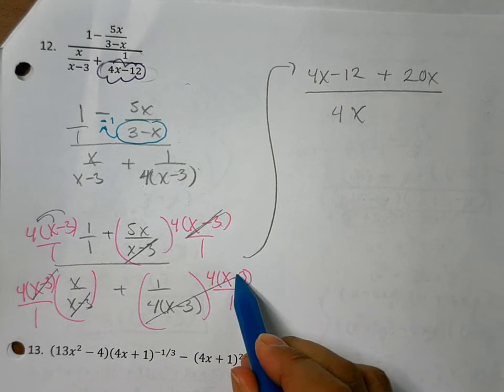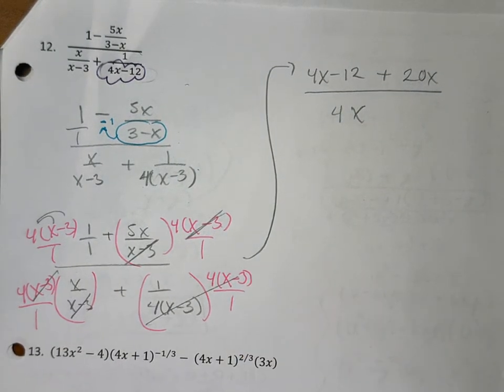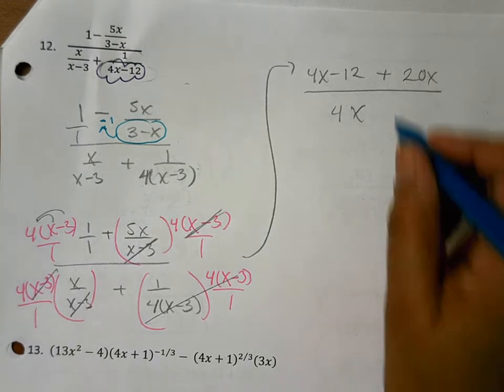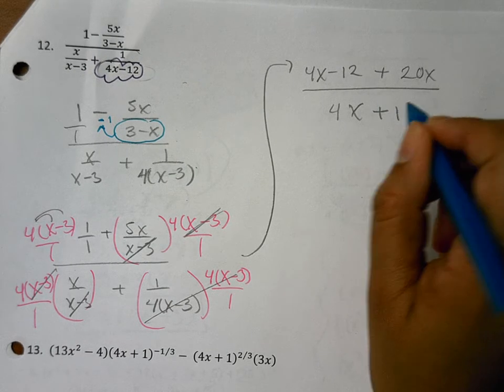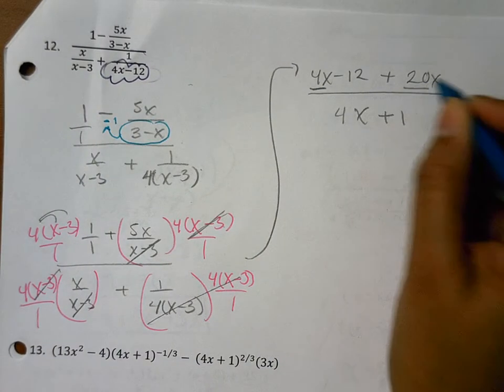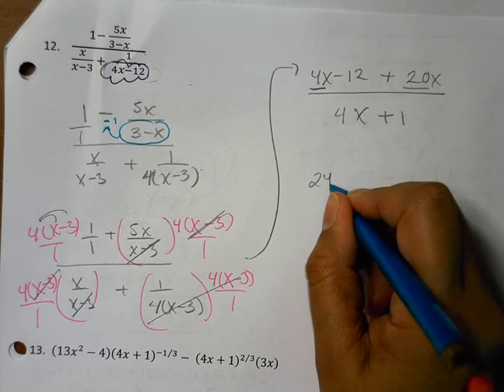X minus 3 is gone, leaving behind 4x. And then this is gone. I had a few kids on the quiz, just leave it. It's gone, I don't write anything, so it's just 4x at the bottom. What should it be? 4x, what? Plus 1. Please don't forget that. When everything reduces, a 1 is left behind.